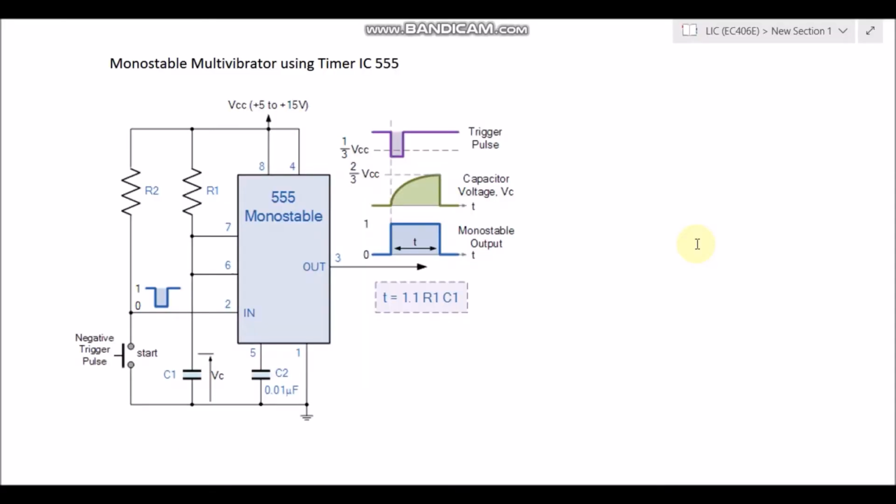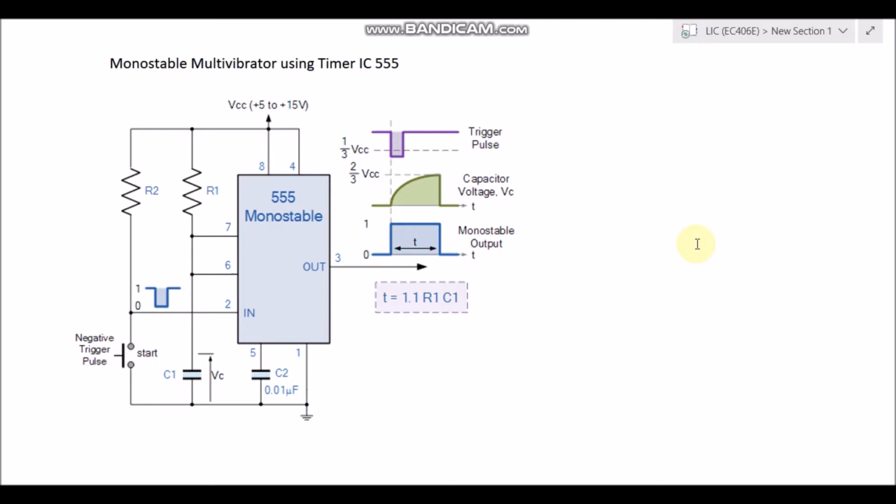So we have to perform the monostable multivibrator using timer IC 555 as a lab. Before going to the practical, we should learn the theory behind that. This is the circuit diagram for the monostable multivibrator using 555.